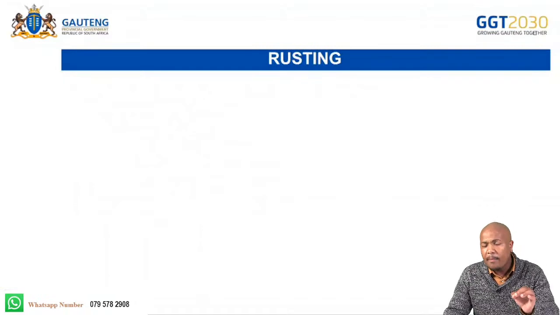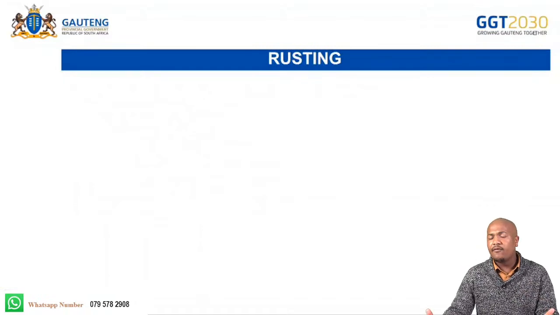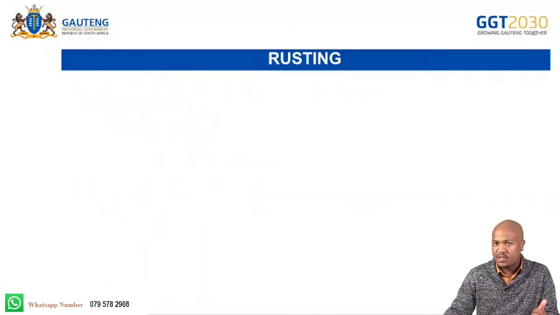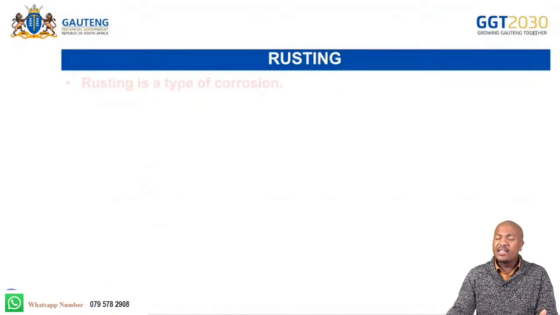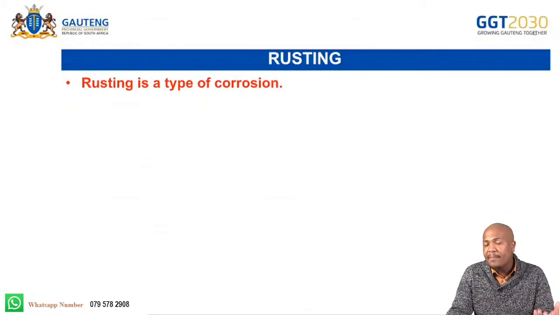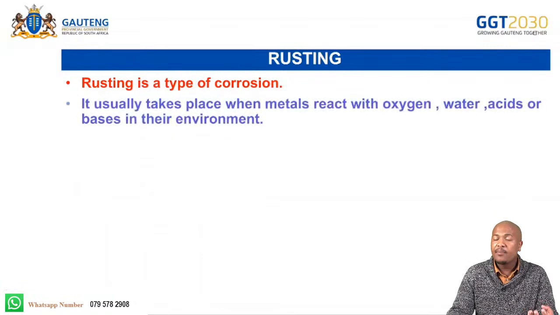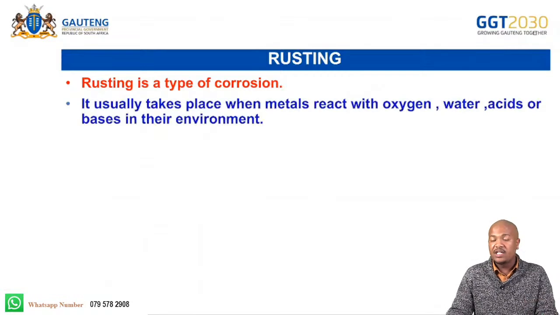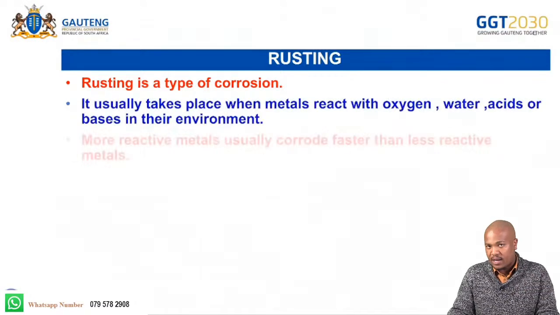Now, let's talk more about this rusting. Rusting is formed as a result of a reaction between iron and oxygen. Rusting is a type of corrosion as well, because it damages the metal. It usually takes place when metals react with oxygen, and not only with oxygen, but also with water, acids, or bases in their environment.